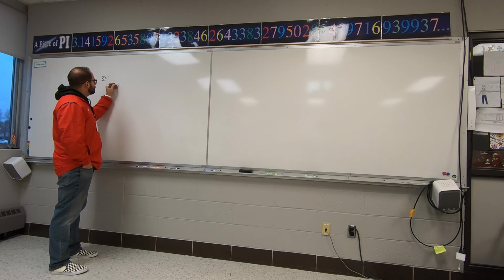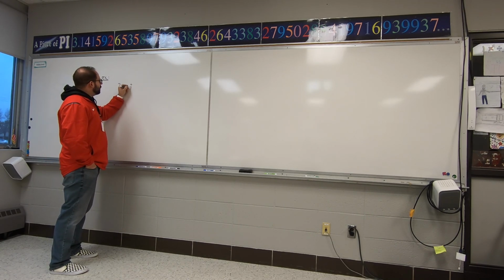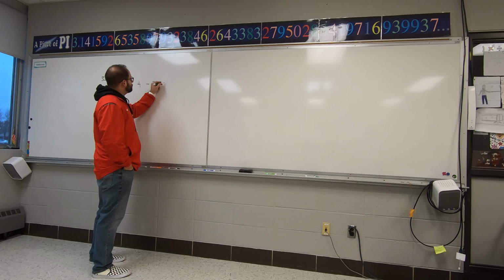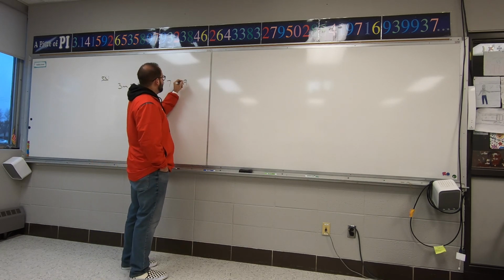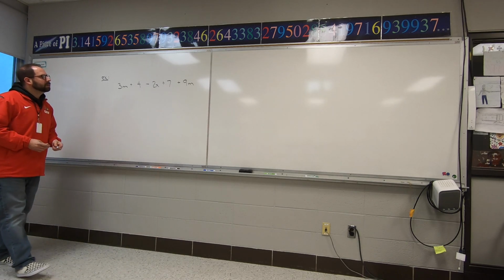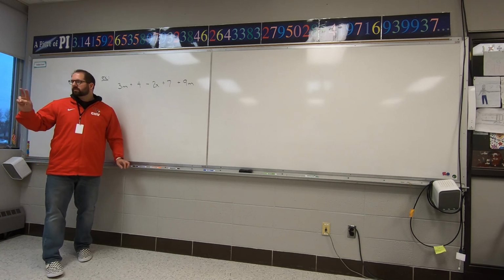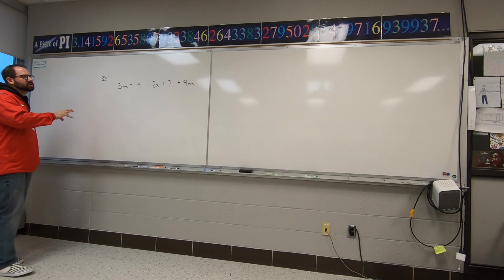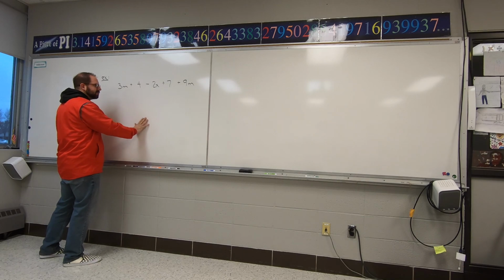Let's go with 3m plus 4 minus 2x plus 7 plus 9m. That should be our first example here. The goal is to go through 2 problems, and if we need a third, we'll do a third. This is the second part of the unit, section 2.2. We're looking at solving equations and expressions, and today's stuff is the expression part. We're going to try to simplify this as far as we can.